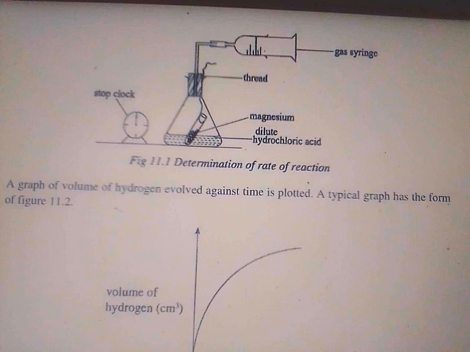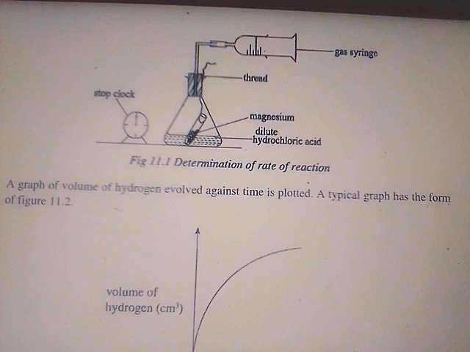Now, from that picture which you are looking at, you will discover that as you make the thread loose, the magnesium ribbons are going to pour into the dilute hydrochloric acid. And as they are pouring into the dilute hydrochloric acid, you are going to see that a reaction takes place between magnesium and hydrochloric acid. And as the reaction is proceeding, of course we have an equation: magnesium plus dilute hydrochloric acid to form magnesium chloride plus hydrogen gas.